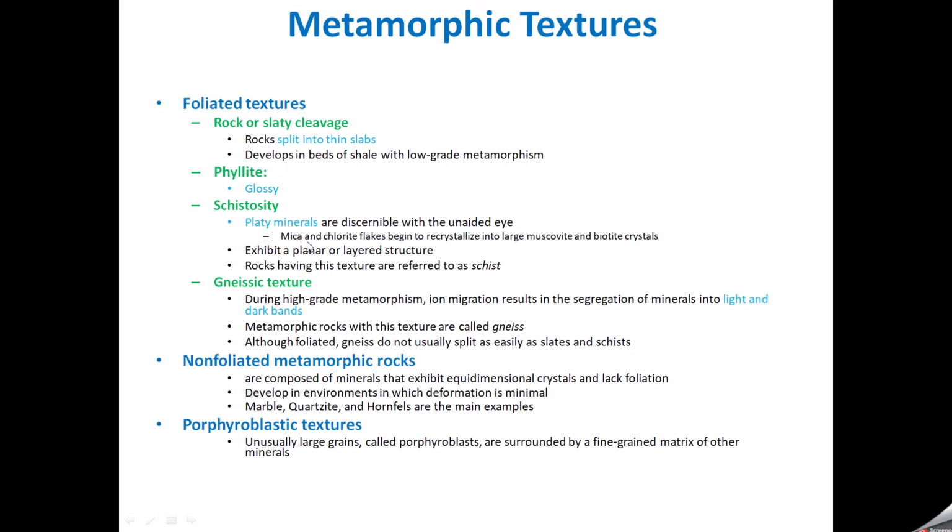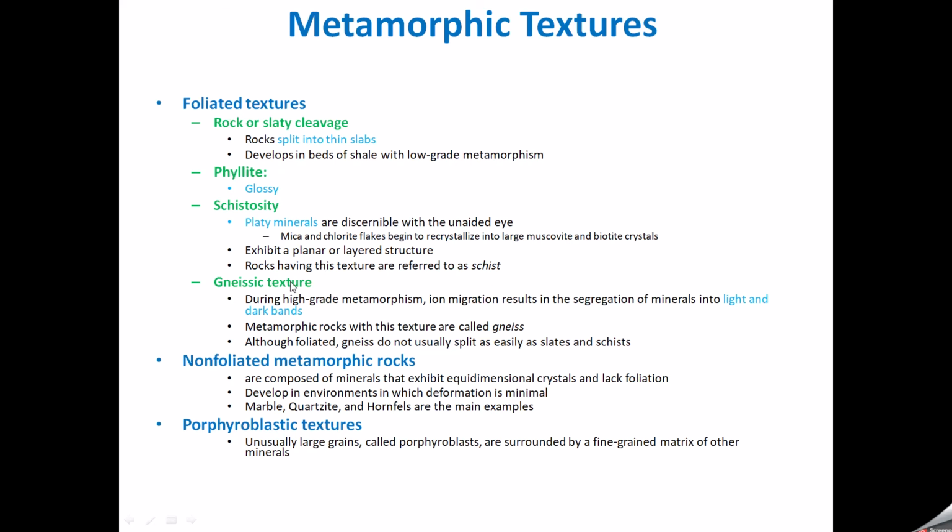What happens in the schist is mica and chlorite flakes begin to recrystallize into larger muscovite and biotite crystals. They exhibit a planar or layered structure, so it has a layered structure. Rocks having this texture are referred to as schist.